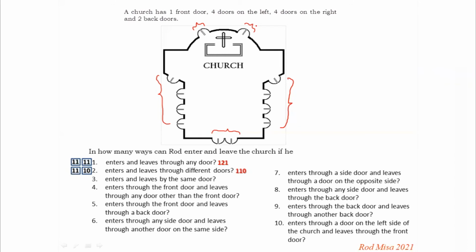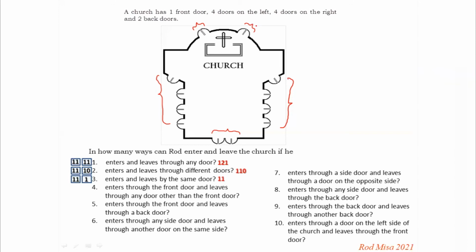Now let's proceed to the third question. If he enters and leaves by the same door. Now, for his entrance, he can choose any of the 11 doors. But leaving the church, he is left with one choice because he must use his entrance door as his exit door here. So, multiplying these numbers, he has only 11 ways of doing that.